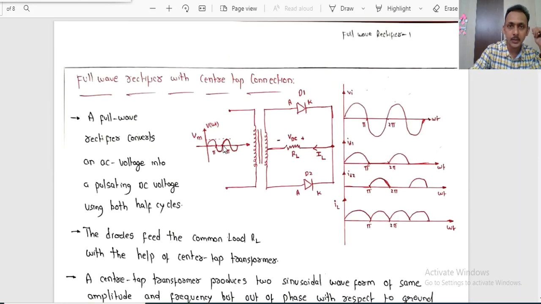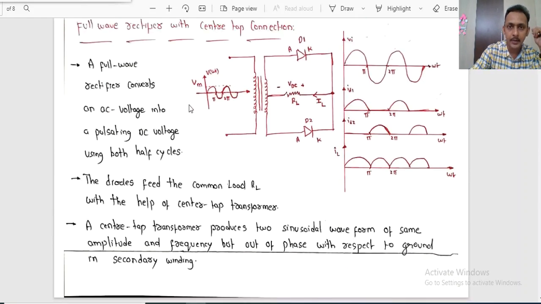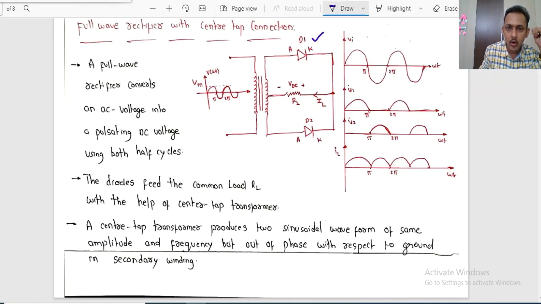Dear students, with respect to the full wave rectifier with center tap connection, we are going to have two diodes, diode D1 and diode D2, and a transformer with its primary and secondary. This full wave rectifier is going to convert the AC voltage into the pulsating DC voltage using both the half cycles. So how do you understand that?